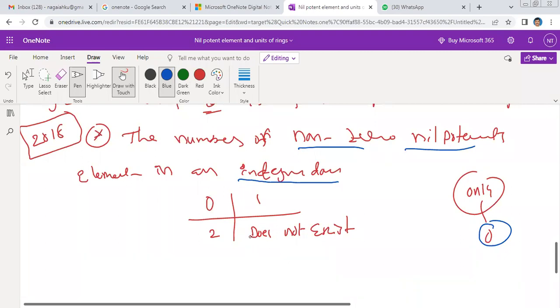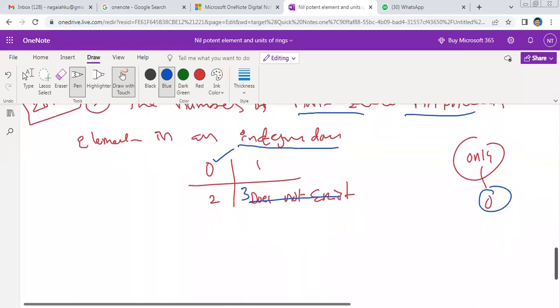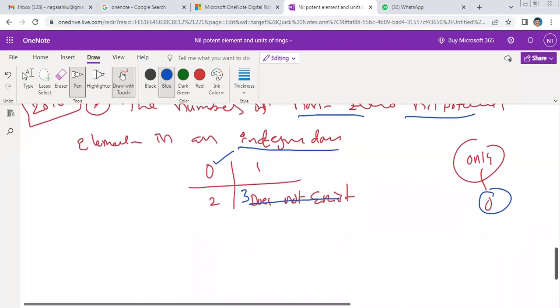I have put this question in your group, please look at the fourth option. The number of non-zero nilpotent elements in an integral domain. The answer is 0. No nilpotent elements are there. Therefore, the answer is 0. Right? So this is the way of calculating the number of nilpotent elements of an integral domain. In an integral domain there is definitely only one.